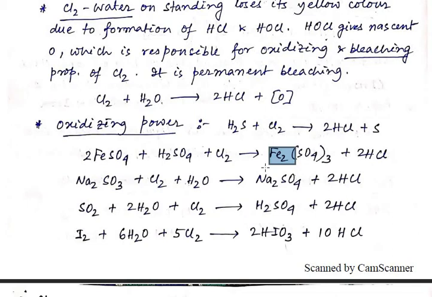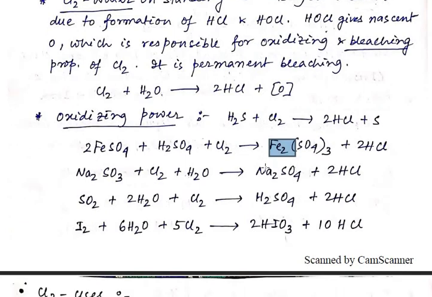Suppose I have sulphur dioxide, and when sulphur dioxide reacts with water in the presence of Cl2, it forms H2SO4. Here also oxidation takes place in the case of sulphur, and reduction takes place in the case of Cl. So that reaction also proves that Cl2, the chlorine, has oxidizing ability.